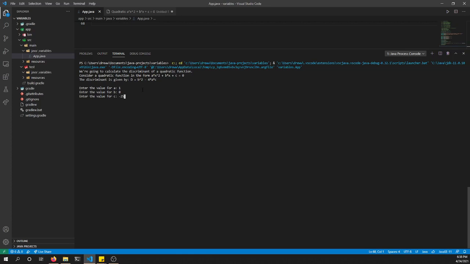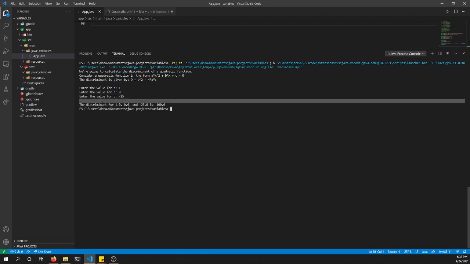Okay, so if this were a quadratic function, it would be x squared minus 25, because a is 1, b is 0, and c is negative 25. Then we get a blank line, and it says the discriminant for 1, 0, and negative 25 is 100. So there's one test case for you right there, to get 1, 0, negative 25 to output 100.